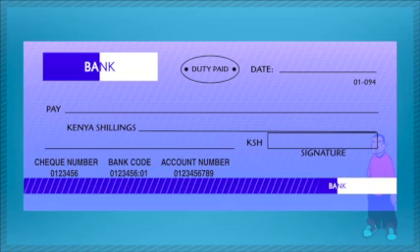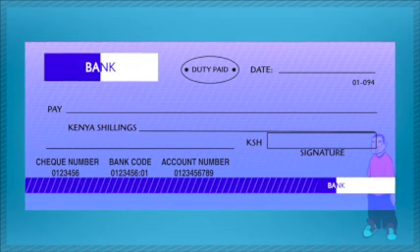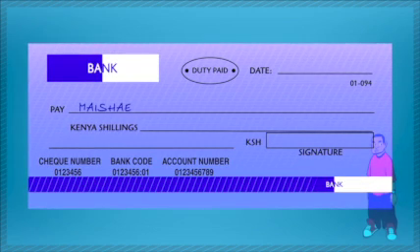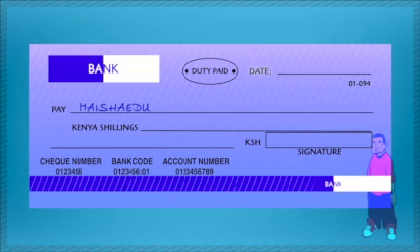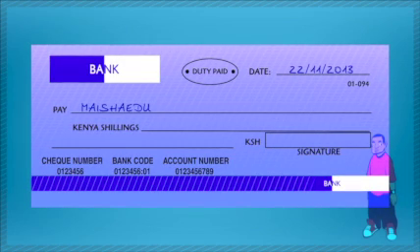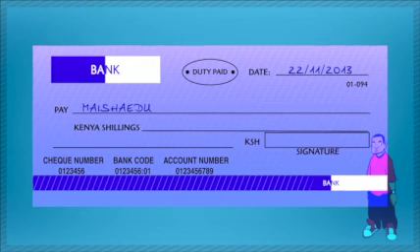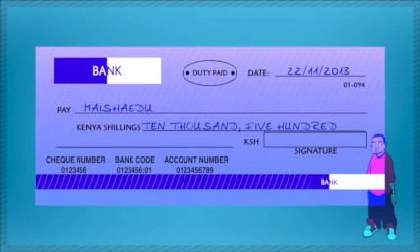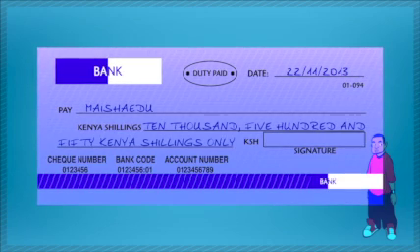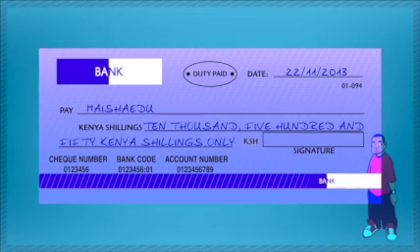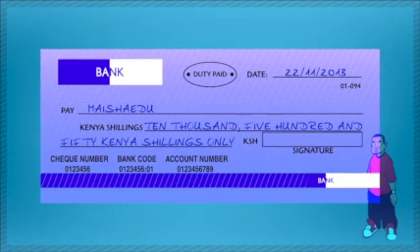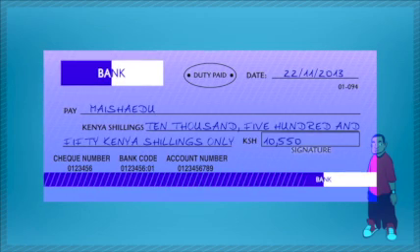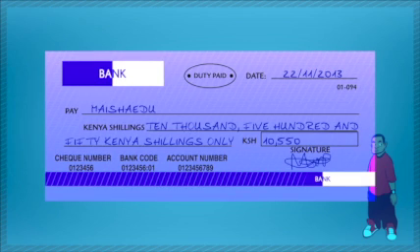Fill out this check and remember to use blue or black ink. Pay. Include name of recipient. Date. Fill in today's date. Kenya shillings. Fill in the amount in words, for example, 10,550 shillings only. KSH. Fill in the amount in numerals only, for example, 10,550. Signature. Fill in your signature.